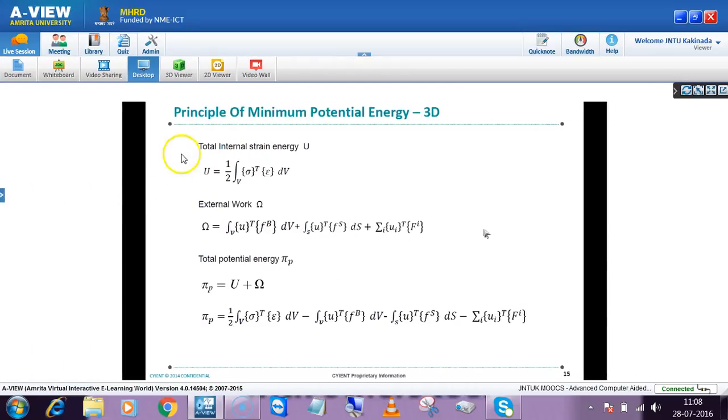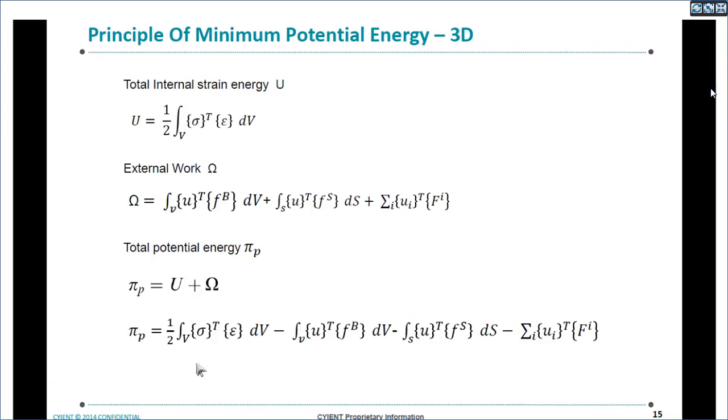If you have 10 nodes, it will be 10. If it is 100, it will be 100. So the total potential energy equation is given by this equation. If you put everything together, this will come as the total potential energy equation. This sign indicates the potential energy lost when an external force is applied on the body.